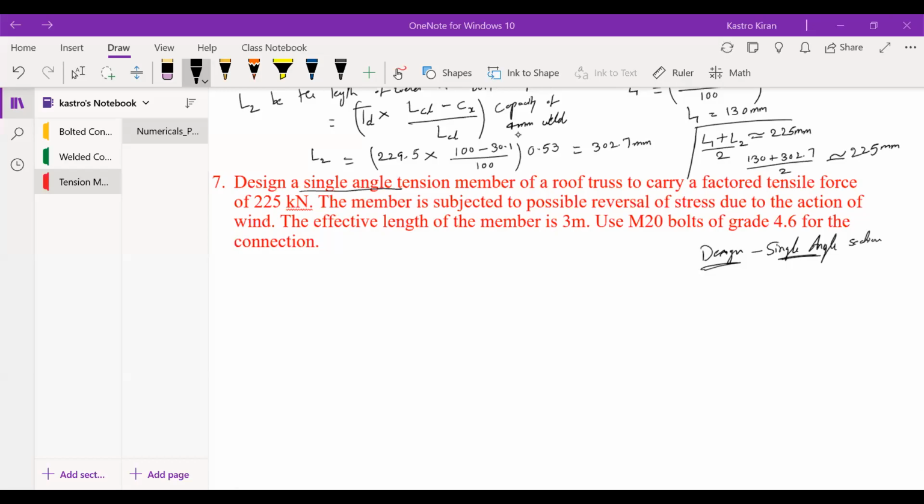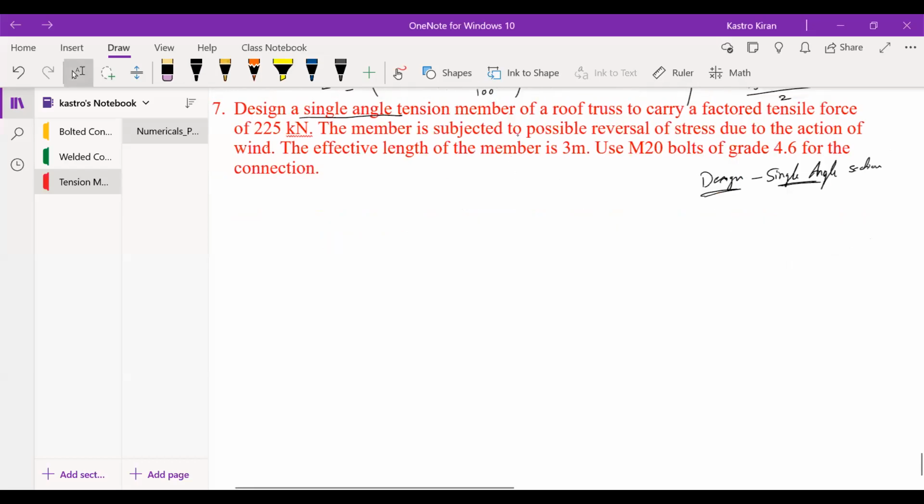This problem is specifically about the design of a single angle tension member. Design a single angle tension member of a roof truss to carry a factored tensile force of 225 kilonewtons, and the member is subjected to possible reversal of stress. The effective length of the member is taken as 3 meters, with M20 bolts of grade 4.6.